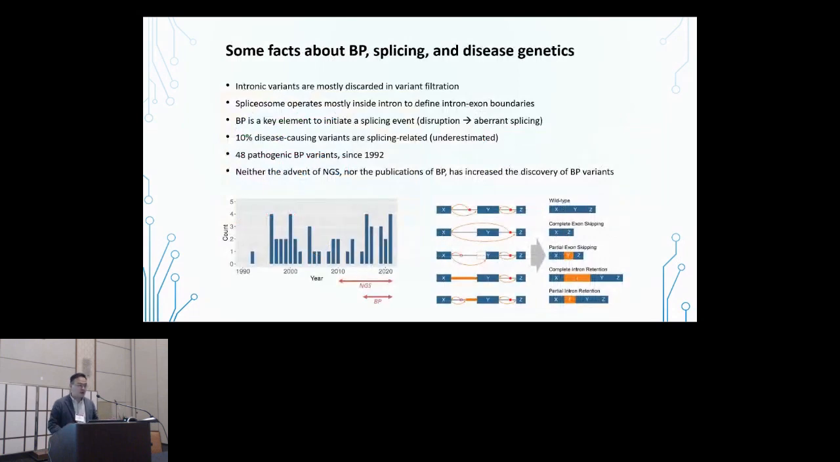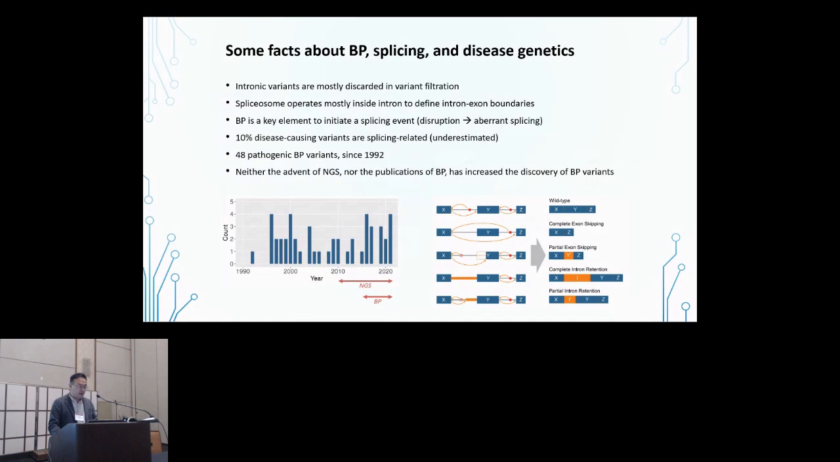What is the fact about branch point, splicing, and disease genetics? When we have an intronic variant, most of the time it is discarded in step 1 of variant filtration. What a pity. The spliceosome operates mostly within the intron to define the exon-intron boundary, and therefore the coding sequence. The branch point is at the beginning of the splicing event, so its disruption will likely disrupt splicing and produce a deleterious gene product.